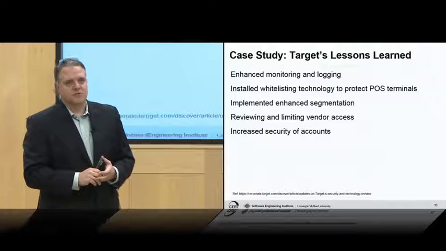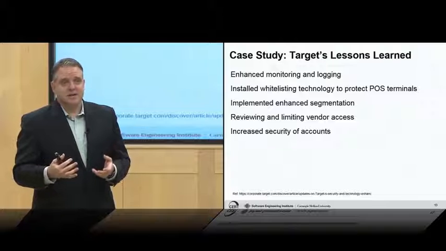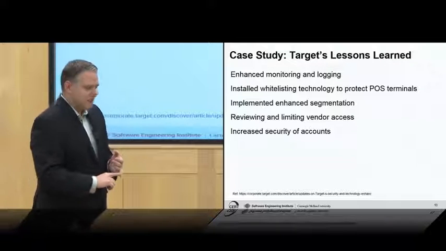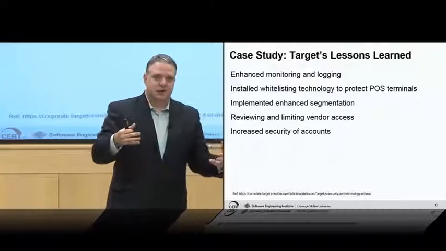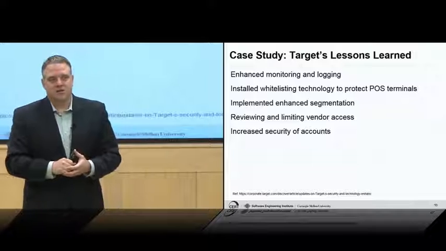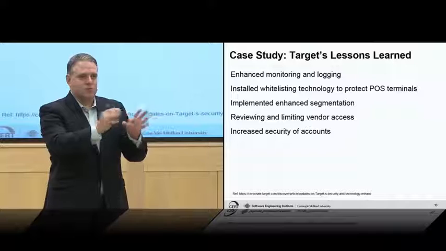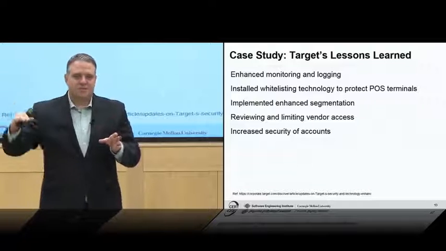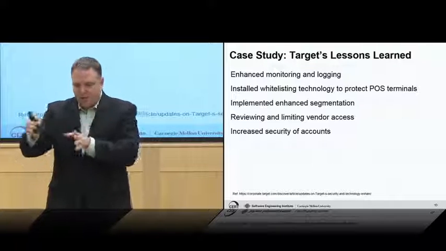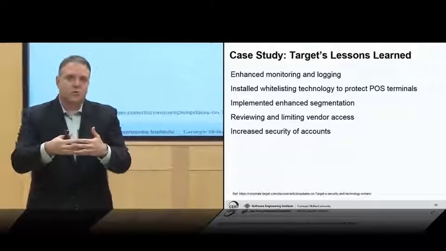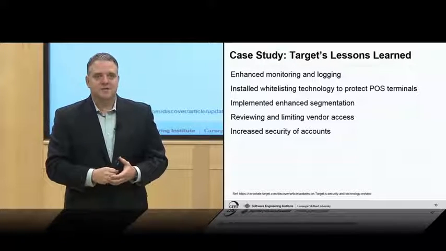So some of the lessons learned from this: enhanced monitoring and logging, that kind of goes without saying. Whitelisting technology to protect point-of-sale terminals. How is it that the vendor portal was able to access point-of-sale terminals down in the stores? Enhanced segmentation. Again, does the vendor portal really need access to different aspects within Target's corporate network, within the point-of-sale network? By separating all of those things out, making sure that the two don't cross, you eliminate that risk.